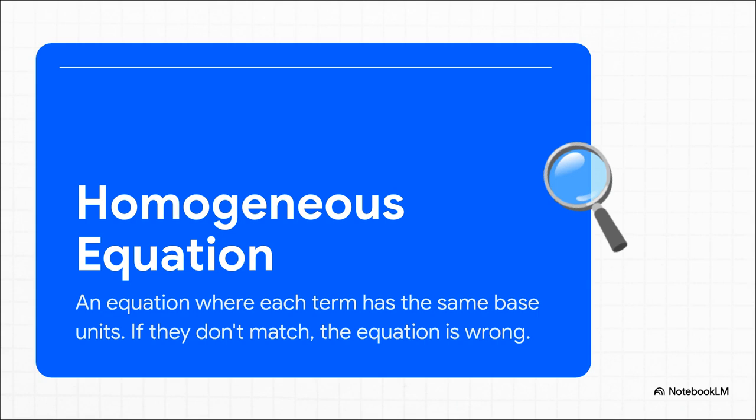For an equation to be physically valid, the base units on both sides have to be exactly the same. Think about it. You can't add 5 seconds to 2 kilograms, right? It's nonsense. It's the same in physics. If the units don't match up, the equation is just plain wrong. Period. It's a fantastic way to catch mistakes.